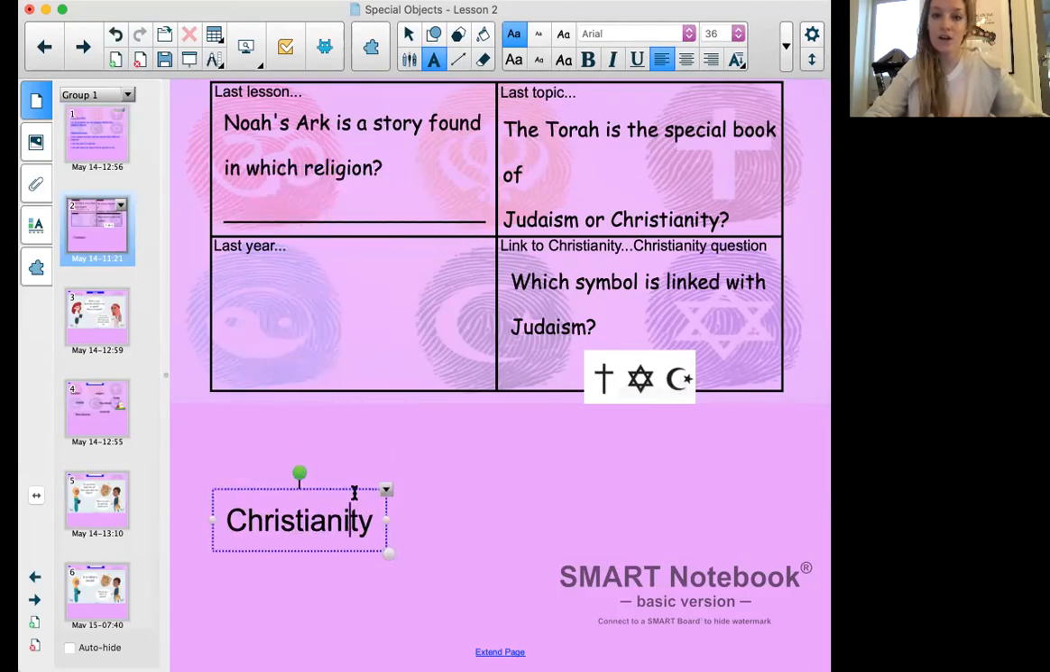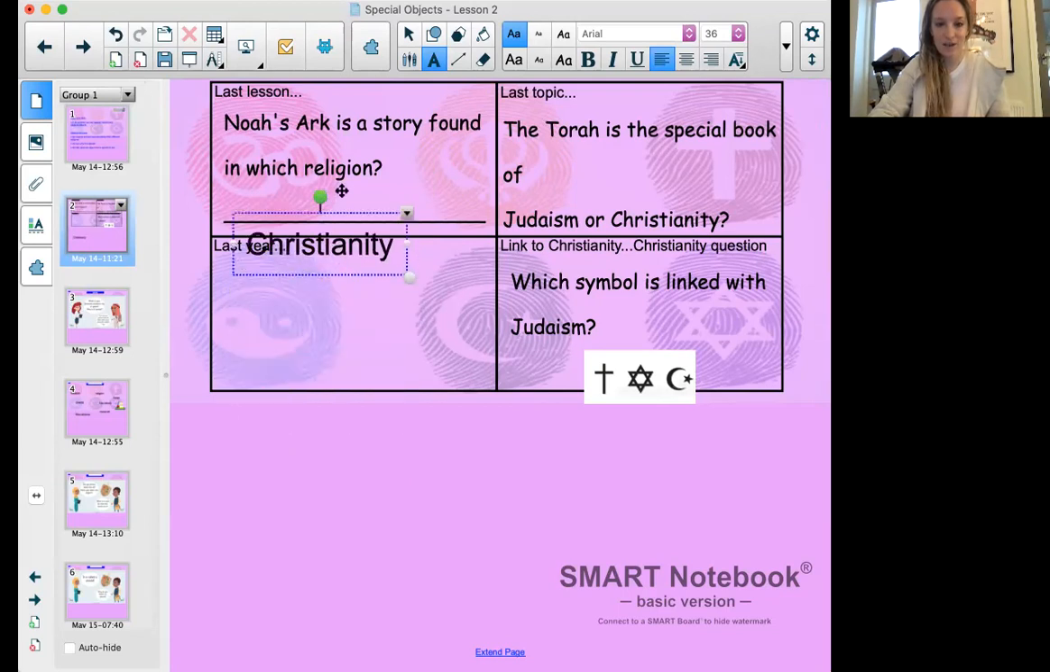So we say Noah's Ark is a story found in which religion? And remember, after each question, you can pause the video and have a go at answering them yourself. So last week we learned Noah's Ark. It is a story found in which religion? And if you guessed Christianity and it's found in the Bible, well done, good memory.